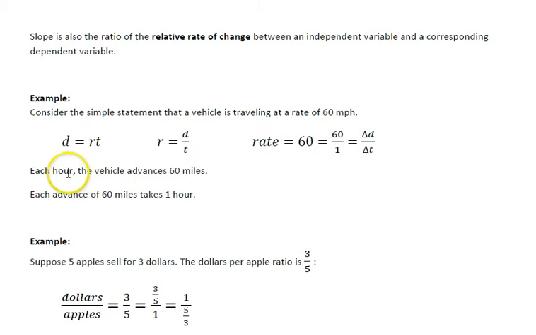So the change in distance is 60 over the change in time of 1. That means each hour, the hours on the bottom, the vehicle advances 60 miles. And each advance of 60 miles takes 1 hour.